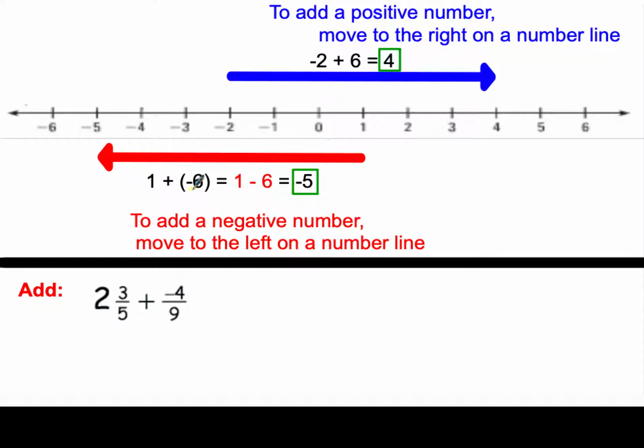If I'm adding a negative number, such as 1 plus -6, or if you think about it as subtraction, again, I'm going to go from 1, I'm going to go left down the number line, 6 units. So 1 to 0 here, and I need to go 5 more, so I'm going to go all the way down to -5. So again, 1 minus 6 being -5.